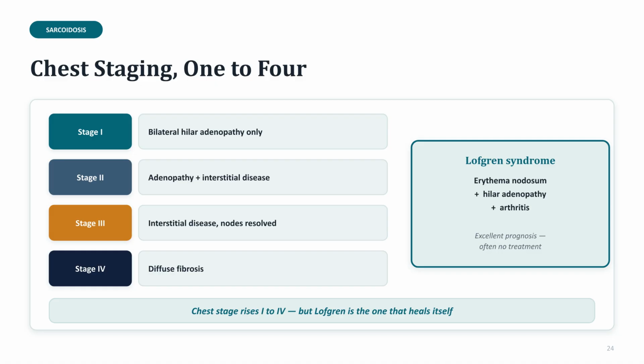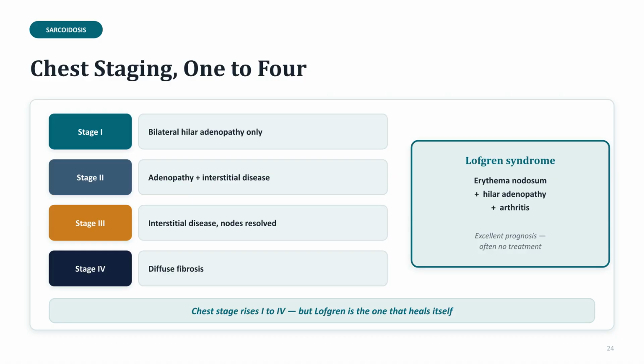Sarcoidosis on the chest film is staged 1 through 4. Follow the ladder. Stage 1 is bilateral hilar adenopathy alone, big nodes, clear lungs. Stage 2 adds interstitial disease to the nodes. Stage 3 is interstitial disease, with the nodes now resolved. And Stage 4 is diffuse fibrosis.